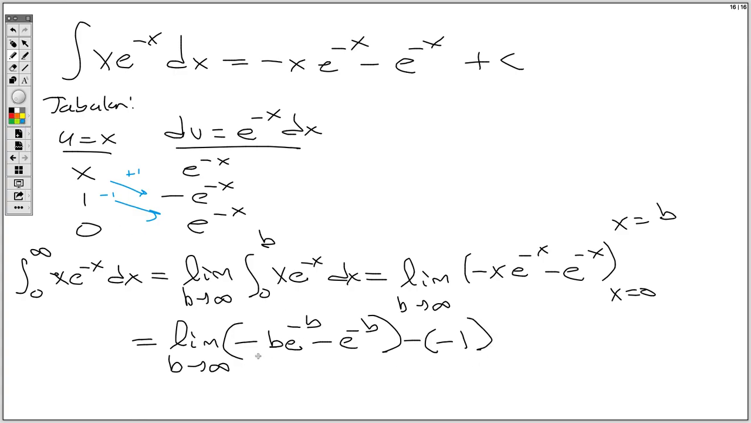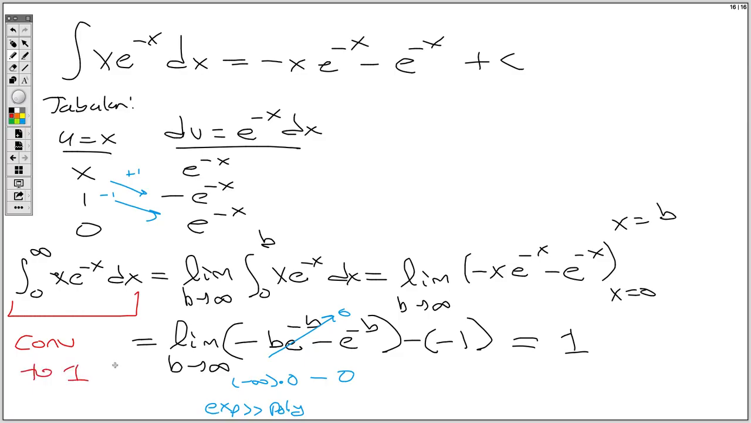Going through the limit as b goes to infinity, I would have a minus infinity times a 0 here, minus a 0. The exponential wins. So that's going to go to 0. And so we get positive 1 from that limit. So the first part converges. In fact, it converges to positive 1. So are there any questions over that first part?